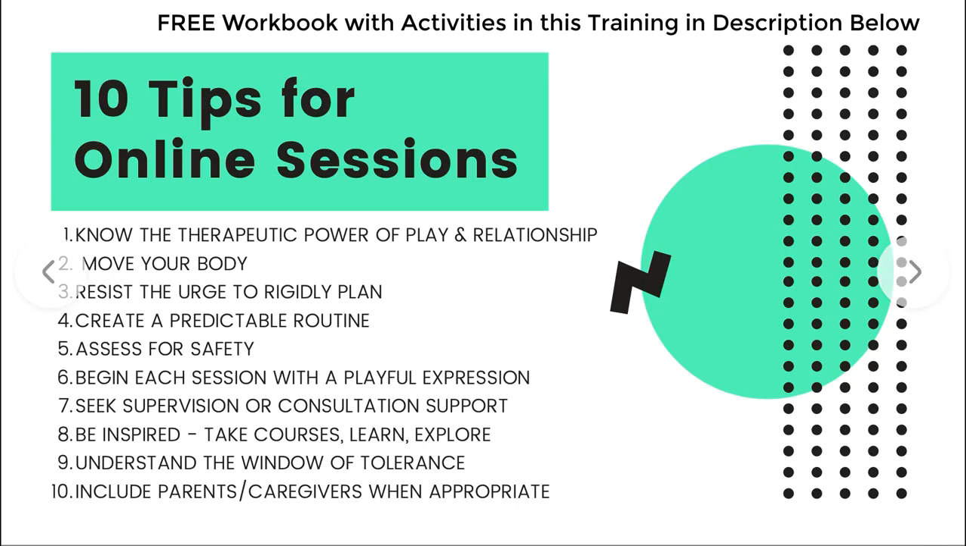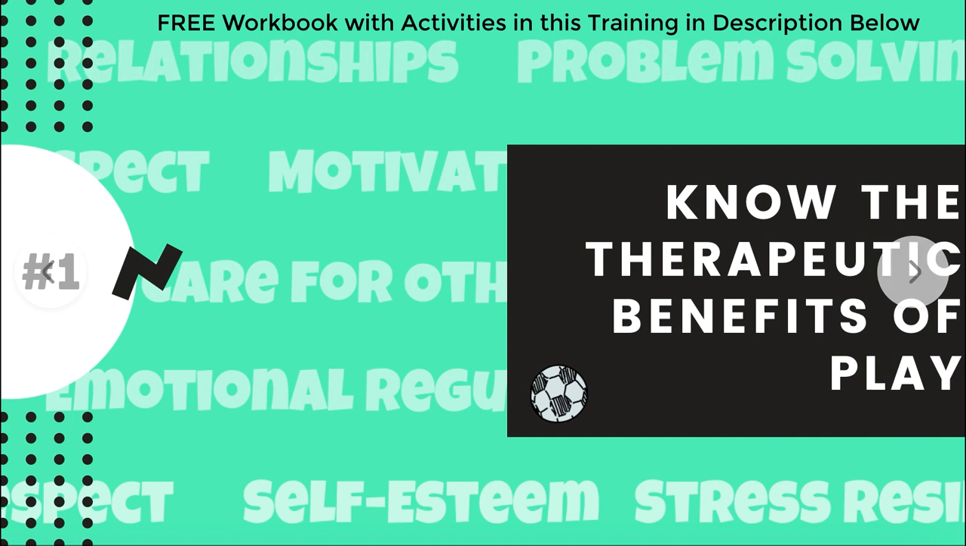Alright, we're going to look at the 10 tips for online sessions. The first one, know the therapeutic power of play and relationships. Second one, move your body. The third one, resist the urge to rigidly plan. The fourth one, create a predictable routine. The fifth one, assess for safety. The sixth one, begin each session with a playful expression. The seventh one, seek supervision or consultation support. The eighth one, be inspired, take courses, learn, and explore. The ninth one, understand the window of tolerance. And the 10th one, include parents and caregivers when appropriate.